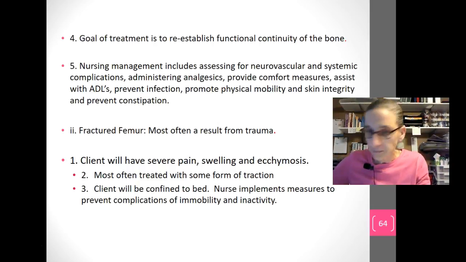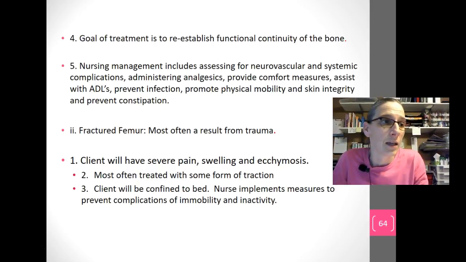car accidents, a big fall, things like that. Femurs have a very high risk for bleeding. The human body has 5 liters of blood, and you can lose up to 1,500 to 3,000 milliliters with a fractured femur. Okay, so you could hemorrhage from a fractured femur. The client will have severe pain, swelling, and ecchymosis, most often treated with some form of traction. Client's going to be confined to bed. The nurse implements measures to prevent complications of immobility and inactivity. We're doing pin care, diet, respiratory measures, monitoring for constipation and trying to help prevent it, keeping pain management under control.